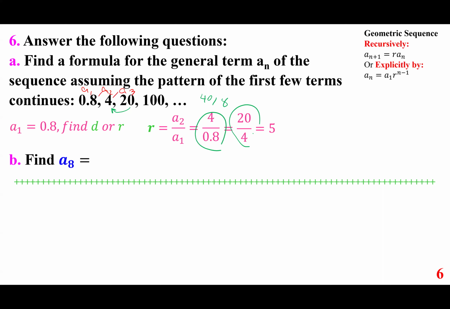The first term is 0.8, the common ratio is 5. So the general term, we go with that formula, a sub n equals a sub 1 r to the power of n minus 1. So that means plug in 0.8 and 5 to the power of n minus 1.